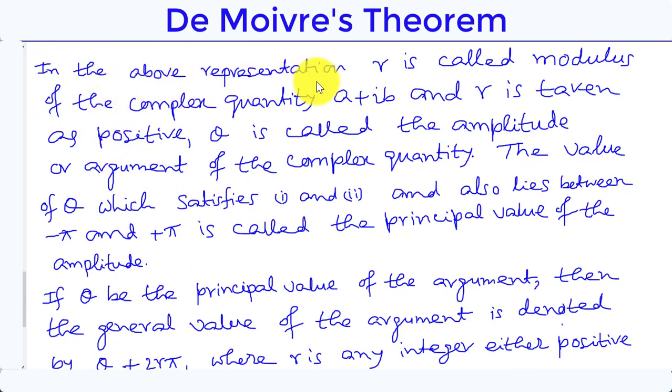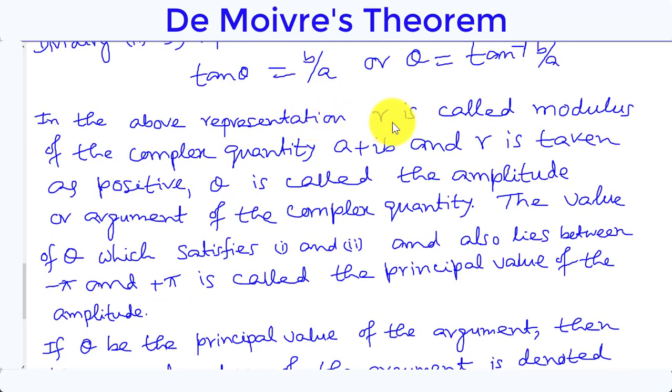In the above representation, R is called the modulus of the complex number or complex quantity A + iB, and R is taken as positive. θ is called the amplitude or argument of the complex quantity. The value of θ which satisfies 1 and 2 and also lies between −π and +π is called the principal value of amplitude.